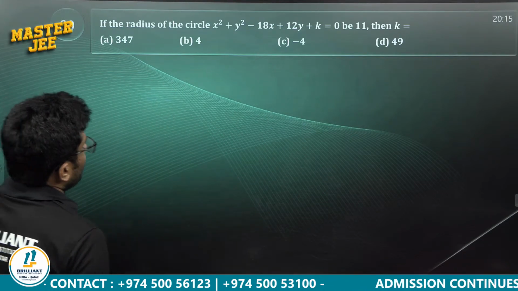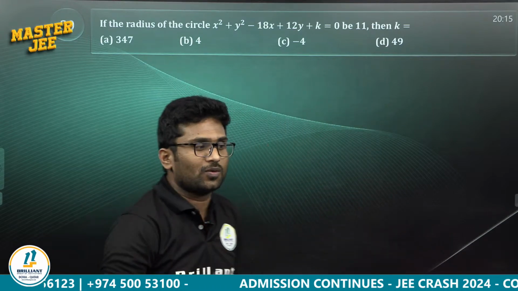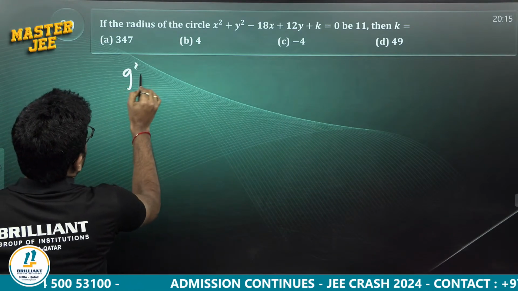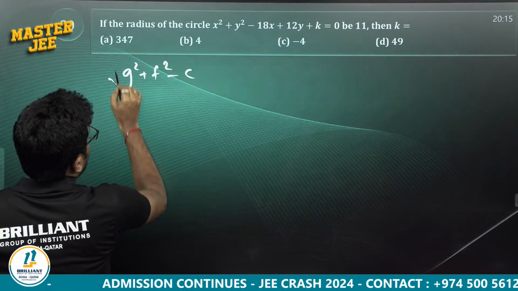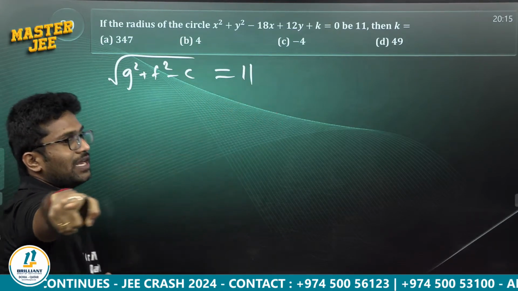Last question for today's session, guys. The radius of the circle is 11, then k is equal to, simple formula, root g square plus f square minus c, equate it to 11, guys. From there get the value of k.